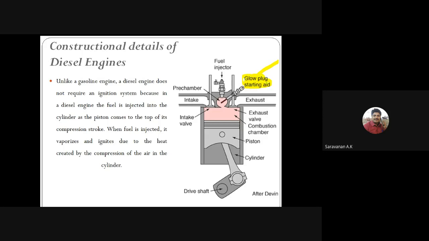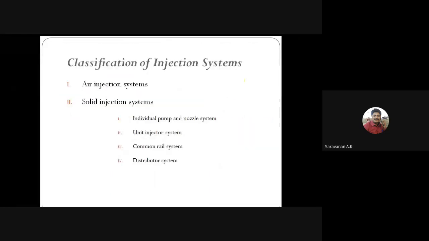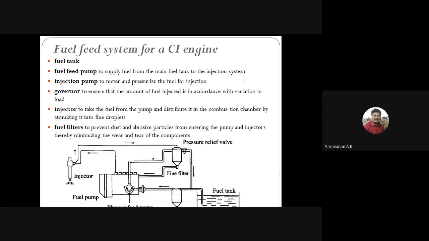In the solid injection system we have four sub-classifications: the individual pump and nozzle system, the unit injector system, the common rail system, and the distributor system. Before going into this classification, we can see what the fuel feed system is, how the fuel feed works and what components are there.